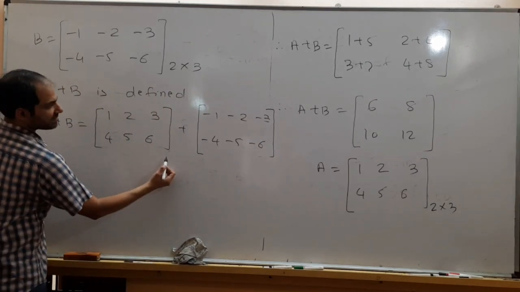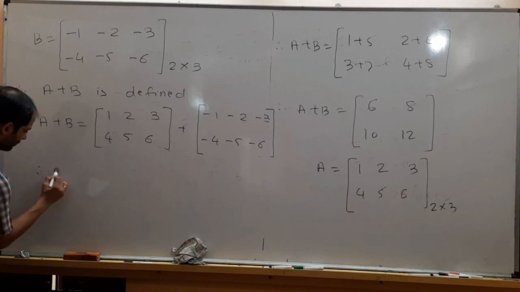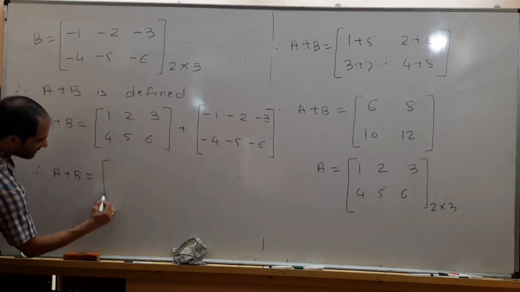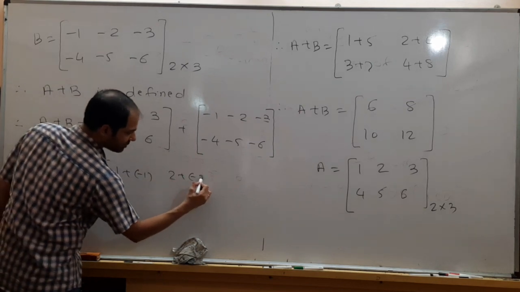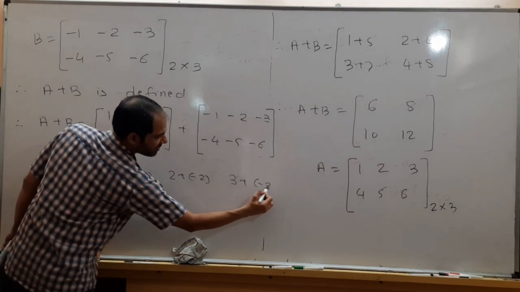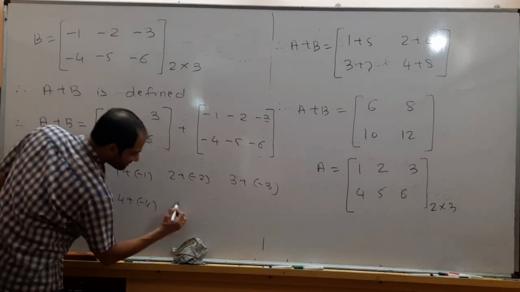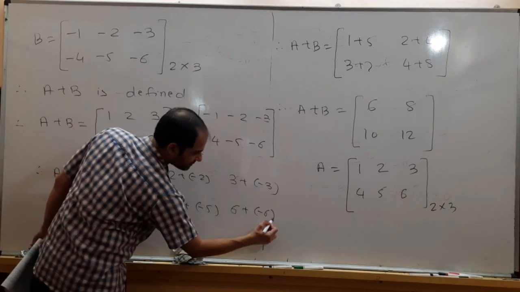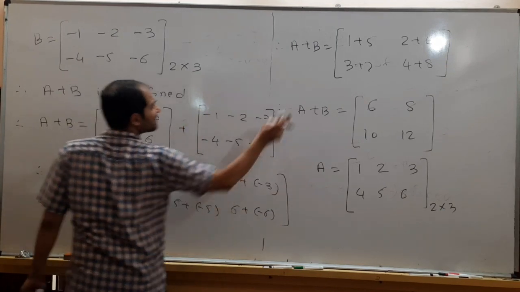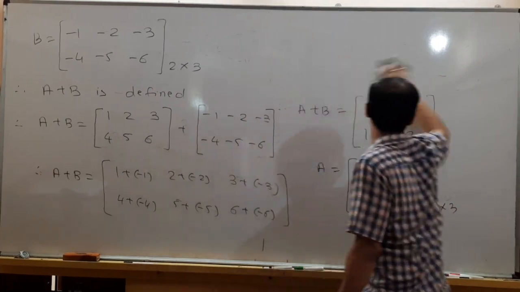Once I add the respective elements, that explanation is given. So you just have to add the respective elements: 1 plus -1, 2 plus -2, 3 plus -3, 4 plus -4, 5 plus -5, 6 plus -6. So what do you end up getting? 0, 0, 0. So you end up getting a 0 matrix.